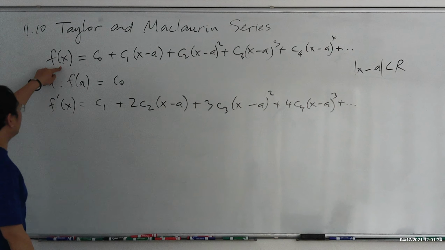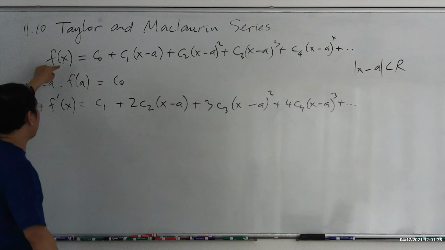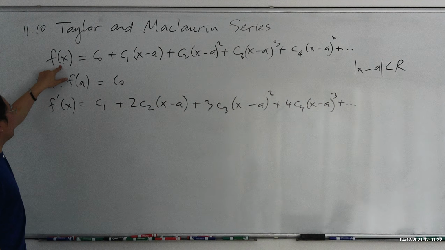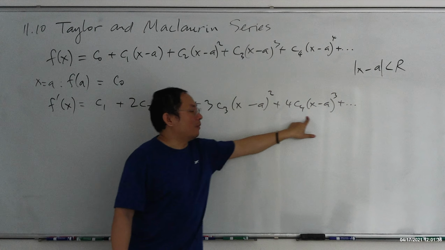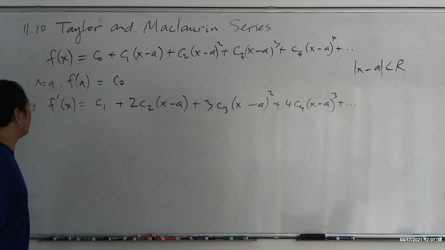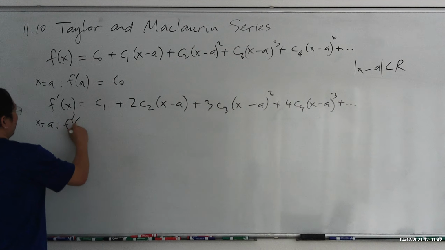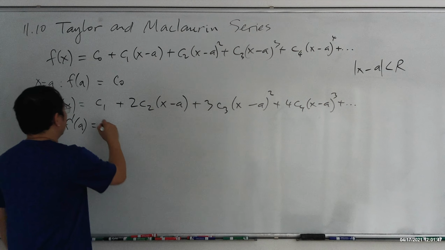You have f of x, of course you can find the derivative. I don't know the power series yet, but I know the function, so I can find the derivative. And we learned before that if a function can be written as a power series, its derivative is going to be able to be written as this power series. And now I plug in x equal to a again. Then I get f prime of a. All the other terms right here are going to be 0. Then it's going to be c1.